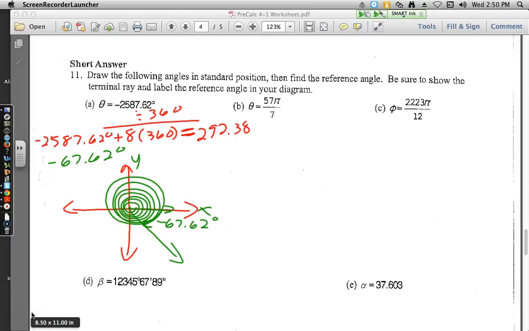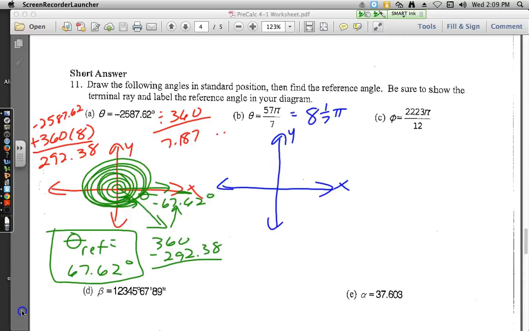And that probably makes it a little easier to put it into the right position. And it definitely makes it a lot easier to see the reference angle, because that is the reference angle. So theta cotangent was 292.38 because we needed that to be positive. Coterminal would be 292.38. We need that to be positive. But theta reference is negative 67.62 degrees.